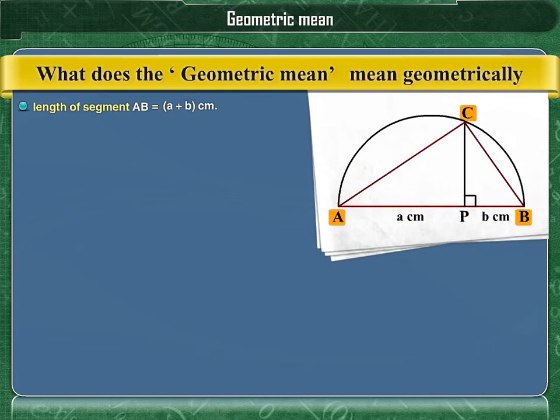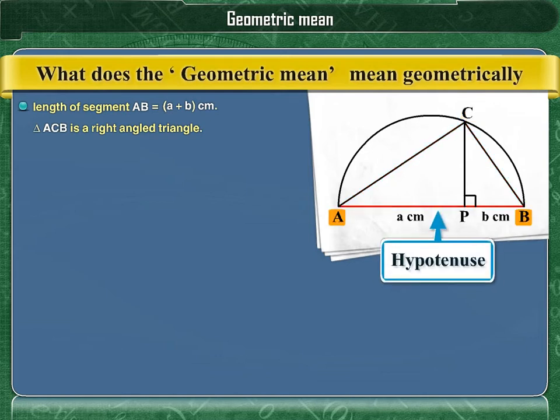We get triangle ACB inscribed in the semicircle. What is the measure of angle ACB? Angle ACB is inscribed in a semicircle. Therefore, measure of angle ACB is 90 degrees. Hence, triangle ACB is a right-angled triangle with right angle at C. Therefore, AB is its hypotenuse.